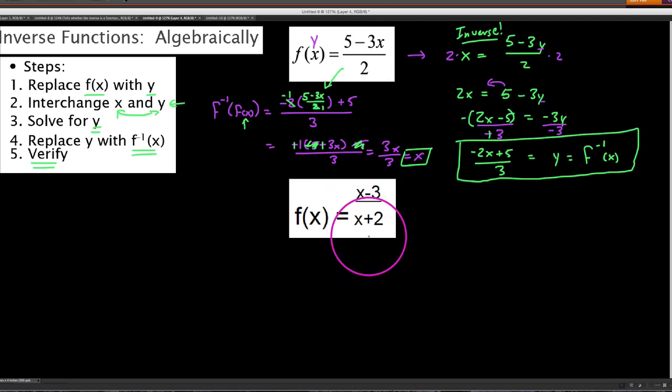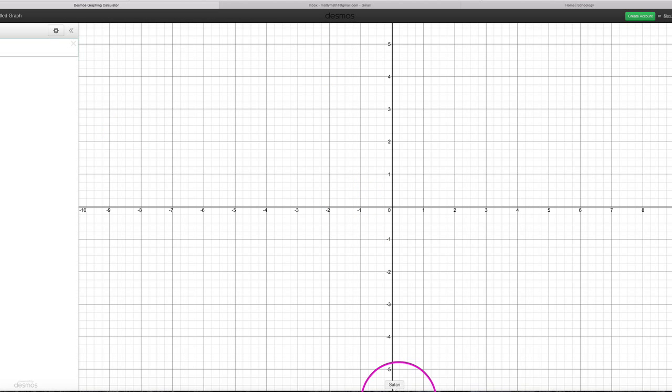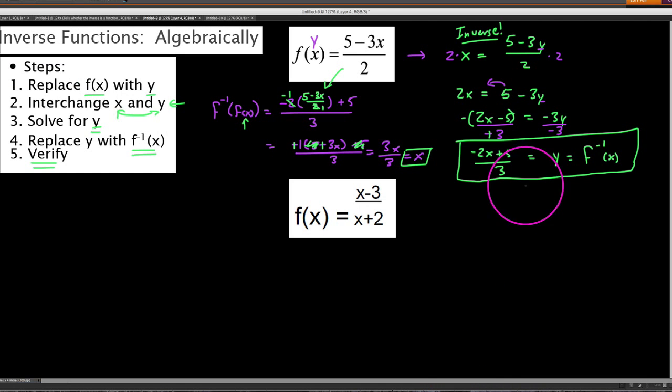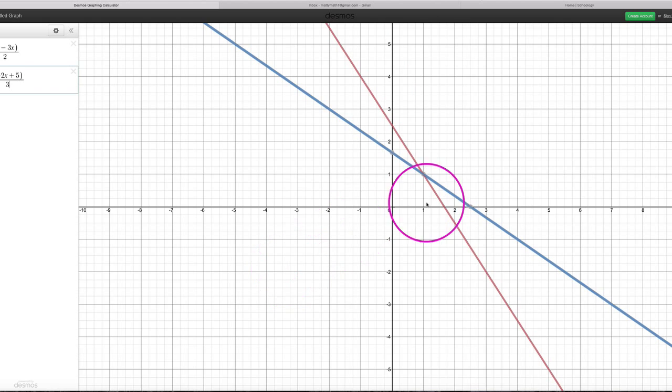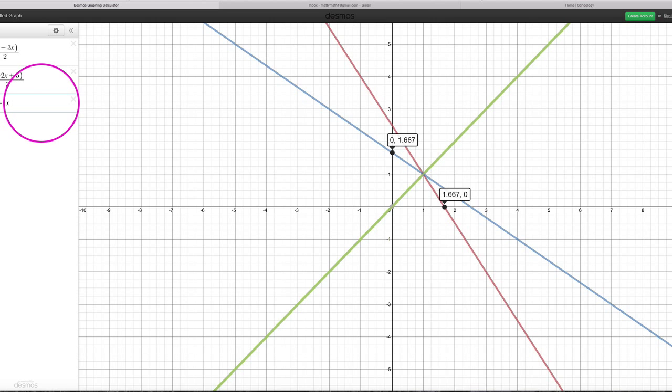So now our initial function, 5 minus 3x over 2, let's take a look at it. We have this function here. When we graph its inverse, remember we found its inverse as negative 2x plus 5 over 3. So if I type in negative 2x plus 5 divided by 3, I can notice some things, for instance, this is the point 0, 1.667. If I go over to this graph and try to get really close to 1.667, it's at 0. Okay, so I notice that these are actually reflected over the line y equals x. I can see that here.